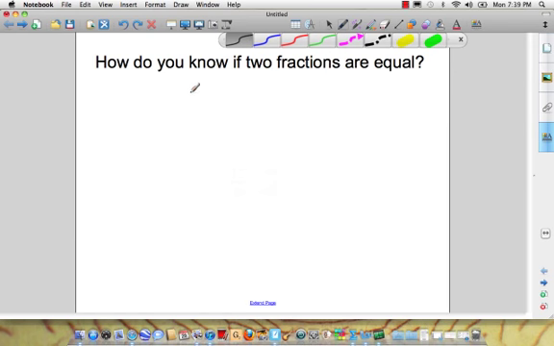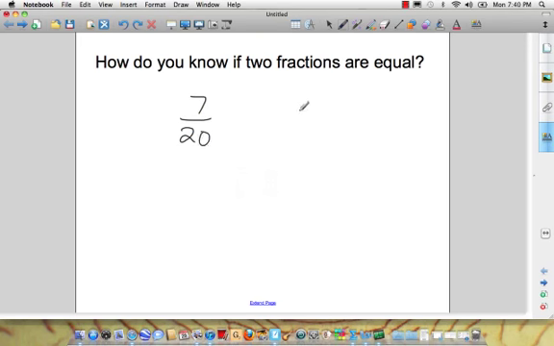For example, if you were going to look at 7 over 20 and 11 over 20, it should be pretty obvious that they're not equal because we've got 7/20ths and here we've got more 20ths. We've got 11/20ths. In fact, you could say that 7/20ths is less than 11/20ths. And hopefully that's something you're familiar with. Here's where it becomes a little trickier.